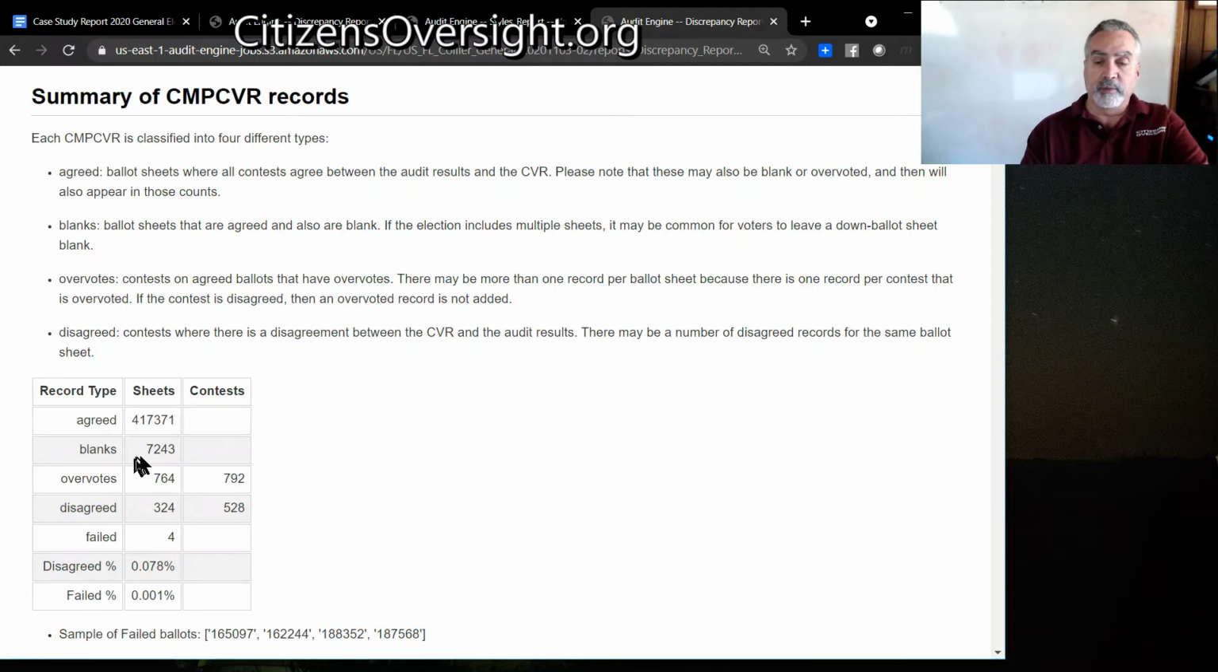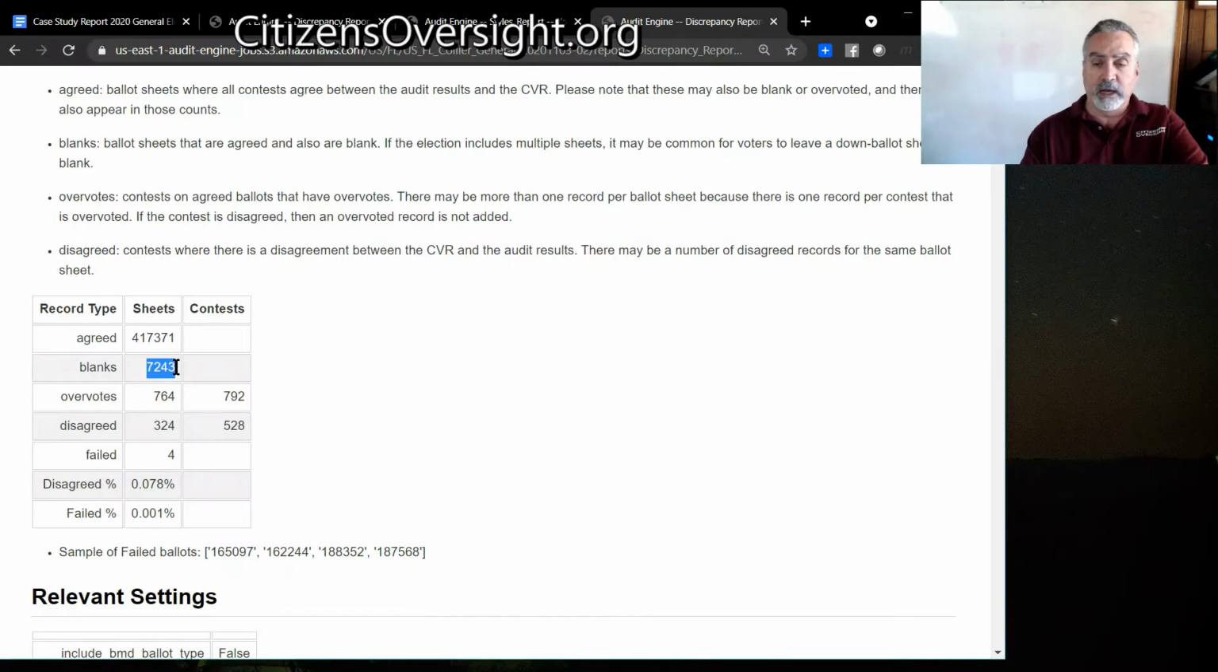Now, the agreed records may also be blank. The reason this seems really high, number of blanks, is because of that second sheet. A lot of people did not fill in that second sheet, and that second sheet is where all these blanks occur. Almost nobody goes in and votes and does not complete the first sheet. I mean, why are they there? So they complete the first sheet, but that second sheet is in contests that are maybe something like constitutional amendments that people are not necessarily interested in. They go, I don't know how to answer those, and so they leave it blank.